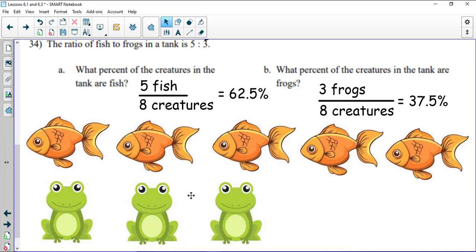Now I had someone in one of my classes say, well, you can't have half of a fish or half of a frog. But this is a percentage. It's not necessarily half of a fish or half of a frog. All right, for part B, what percent of the creatures in the tank are frogs? Well, we have 3 frogs out of 8 total creatures. 3/8 is going to be 0.375 as a decimal, which is 37.5%. Again, we can start by writing it as a decimal and then write that equivalent percent.